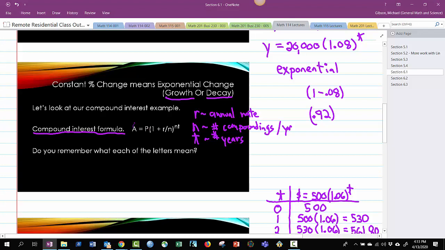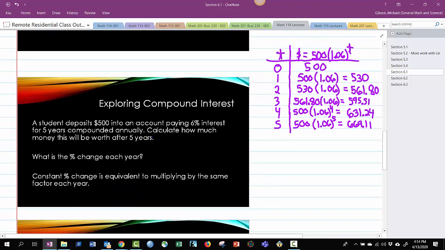All right, A is the amount at the end of however many years. P is the amount you start with, the amount you invest. Okay? All right, we've got a little bit of a reminder on that. So let's look at the next thing here.